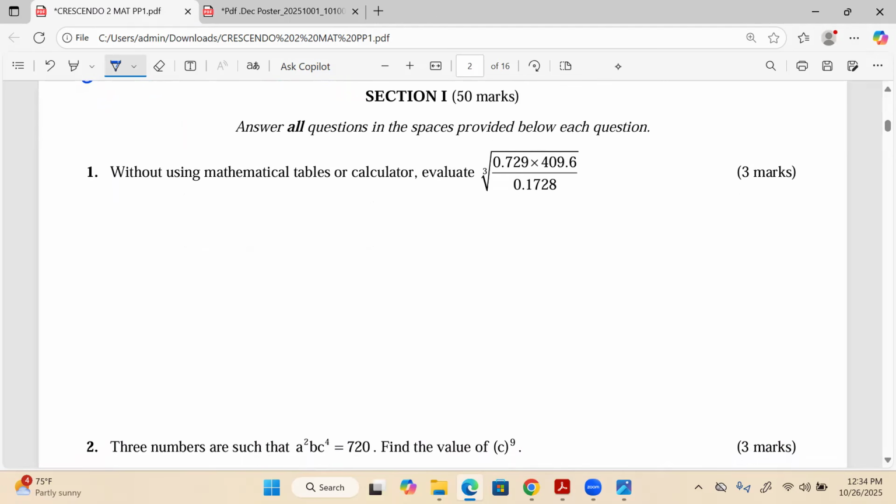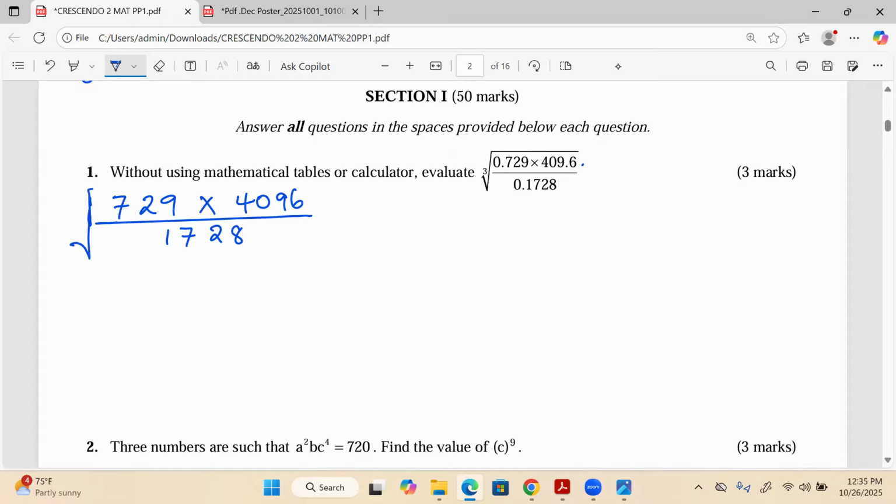Number one, without using mathematical tables or calculator, evaluate the cube root of 0.729 multiplied by 409.6, then divide by 0.1728. So let me work out whatever is inside the brackets first before we proceed to find the cube root. So we start by making them whole numbers. 729 times 4096. Now when this one is multiplied by 10,000, we will not have any decimal. What about when we multiply by 10,000 the denominator? We get 1728. So it requires the same number of zeros.